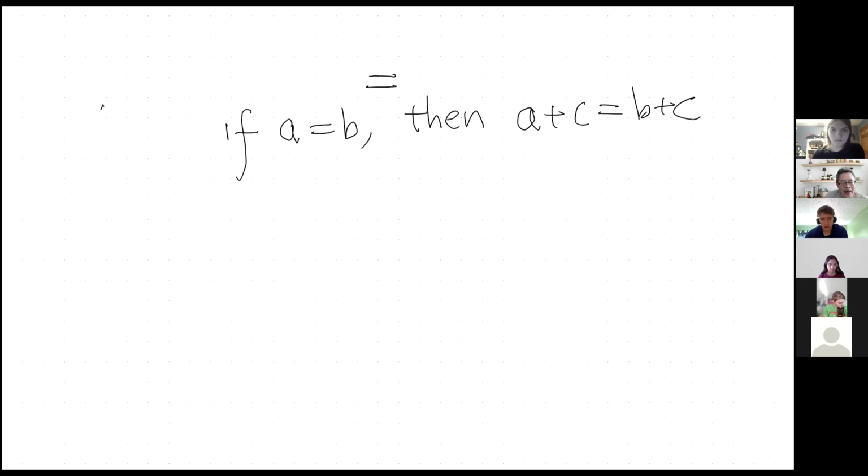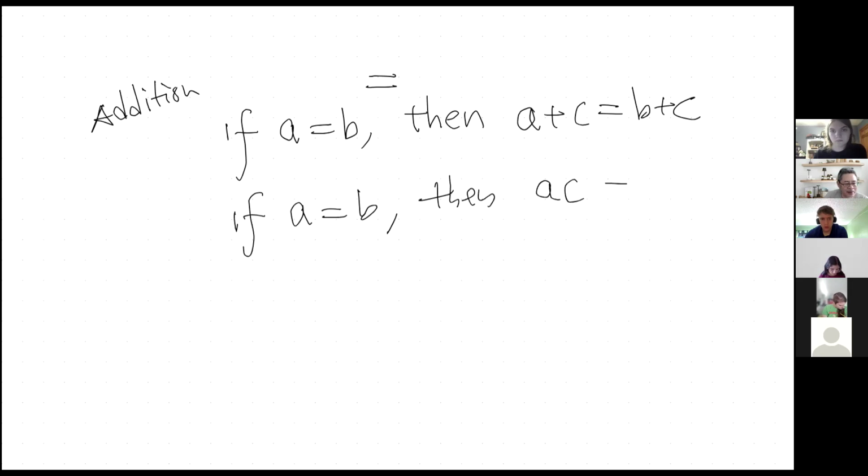That means we can add exactly the same thing on both sides. Then we have this: if A is equal to B, then A times C is equal to B times C. And this is the multiplication property.